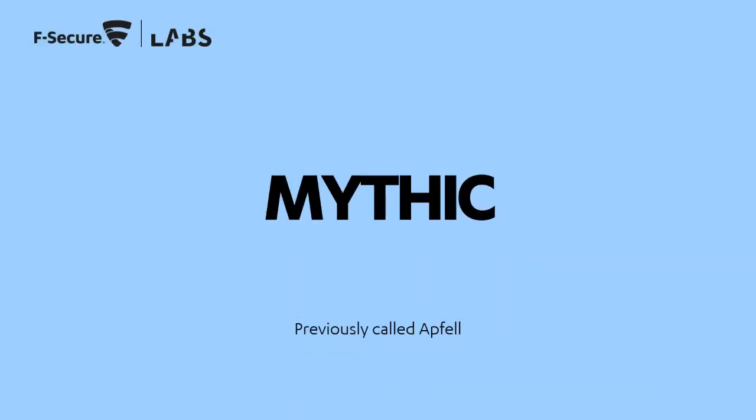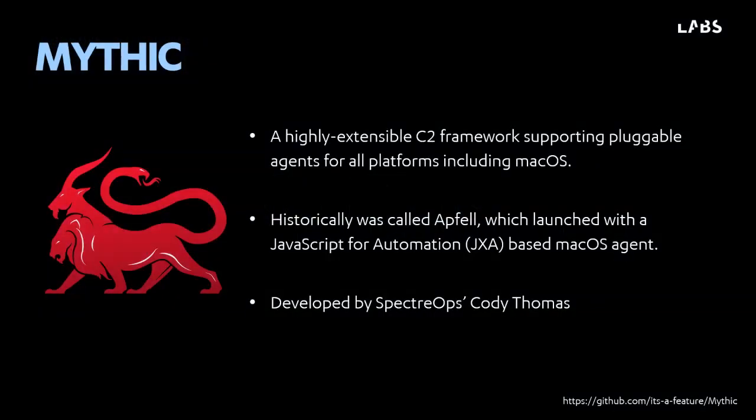Cool. Okay, so starting with a really brief introduction into MYTHIC, something that was previously called APFELL. MYTHIC is a C2 framework. It's very extensible, very pluggable. It was written with customizability in mind. It supports all platforms. It's not something specific to macOS. There's agents for pretty much everything now. We're looking at it because their Mac agent is really cool, and historically, when this was first released, it was called APFELL, which is now what the Mac agent is called.